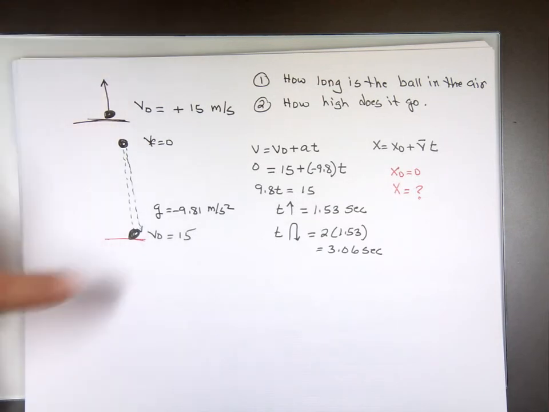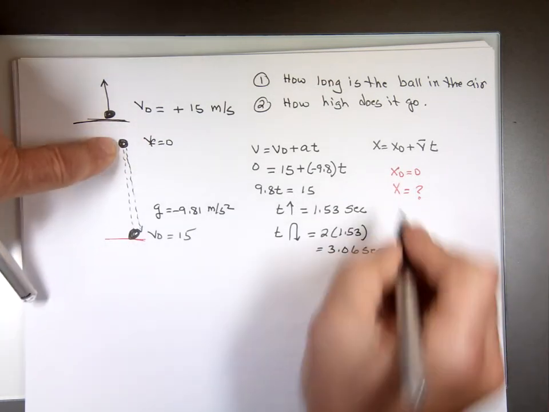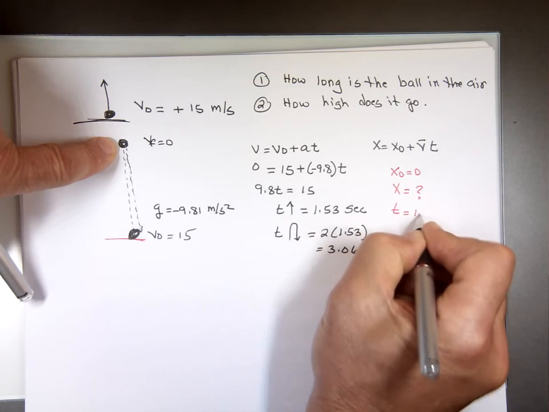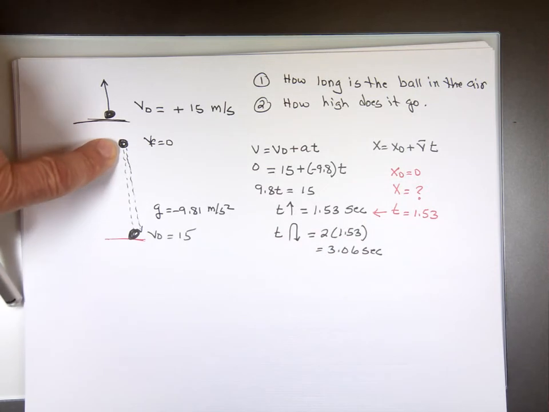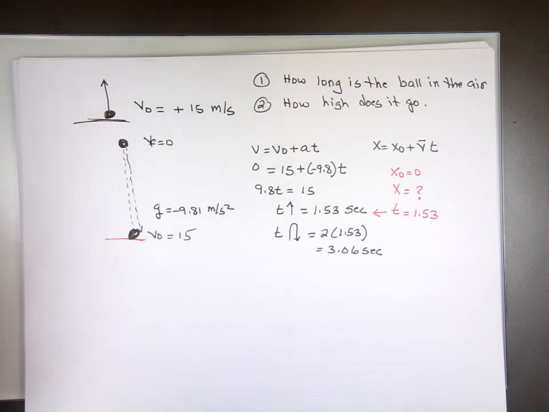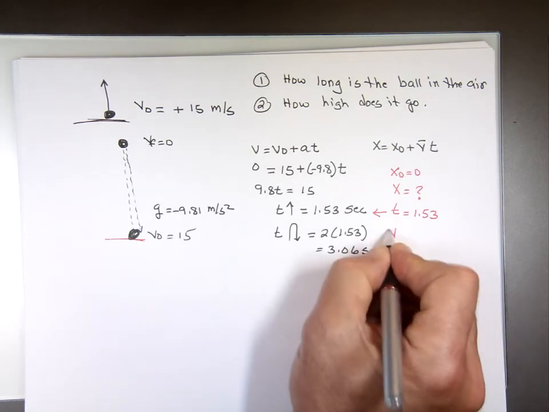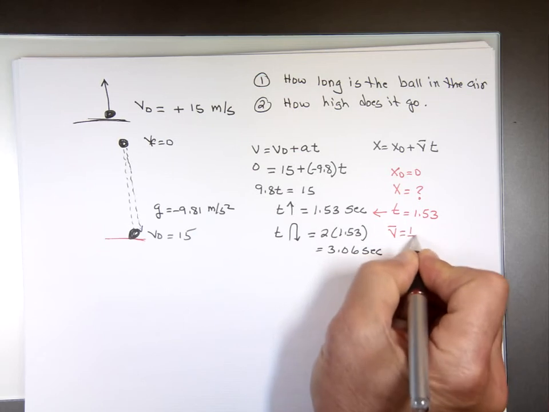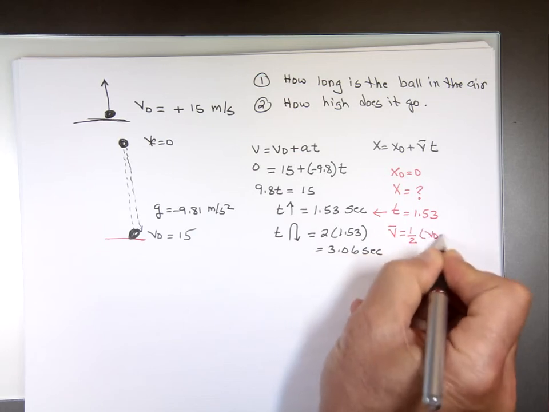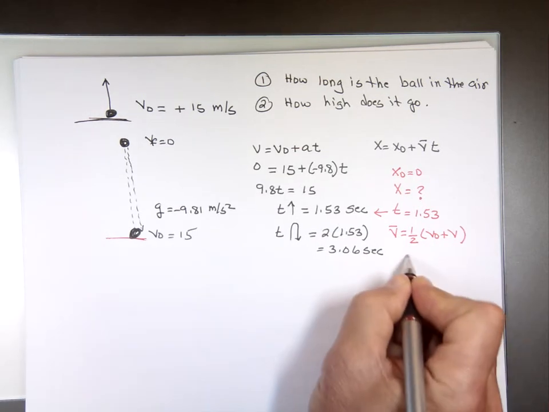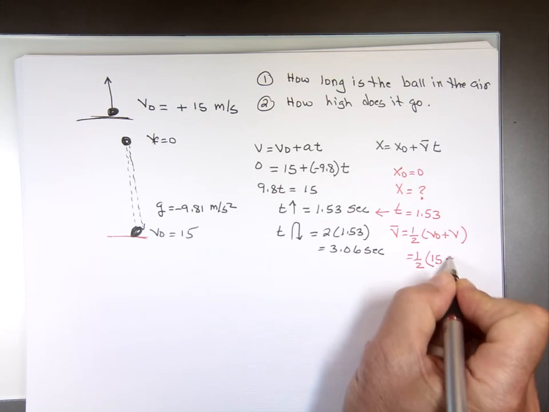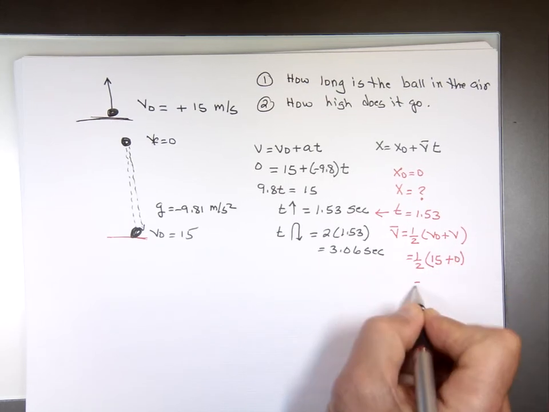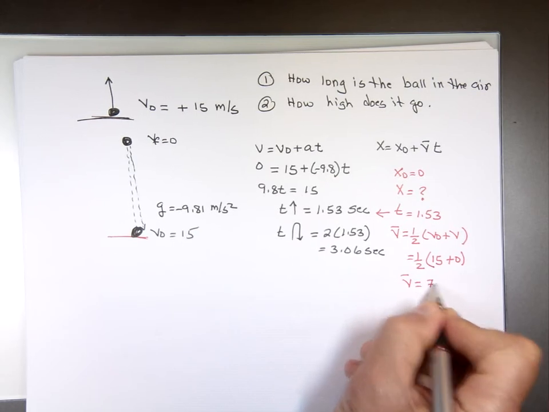I know the time it took to go from here to there. I just solved for that one. 1.53. I got it from here. Do I know what the average velocity is? What's the average velocity equal to? Isn't that 1/2 V initial plus V final? My initial velocity is 15. My final velocity is 0. So my average velocity is what? 7.5.